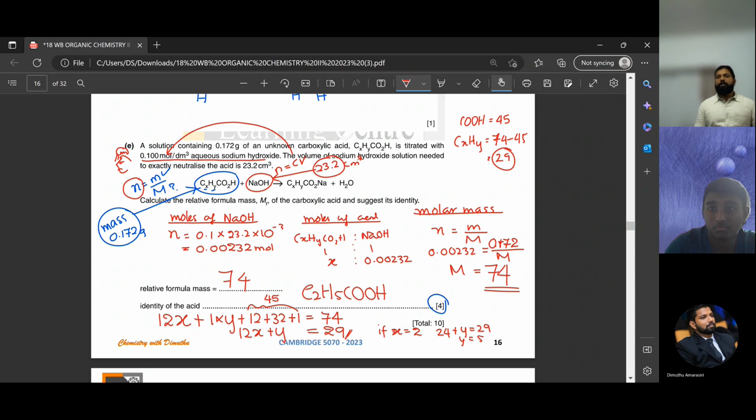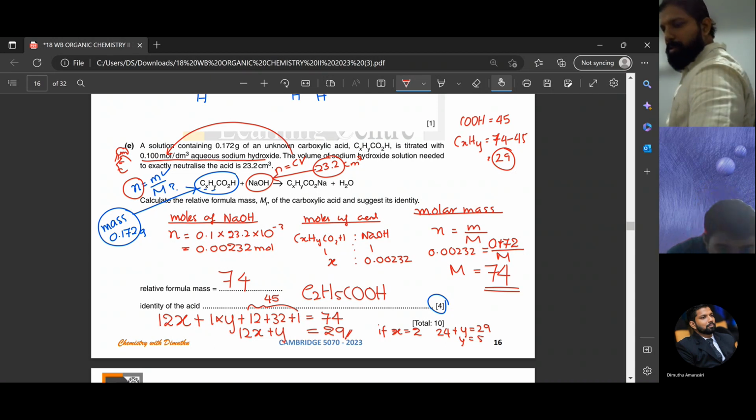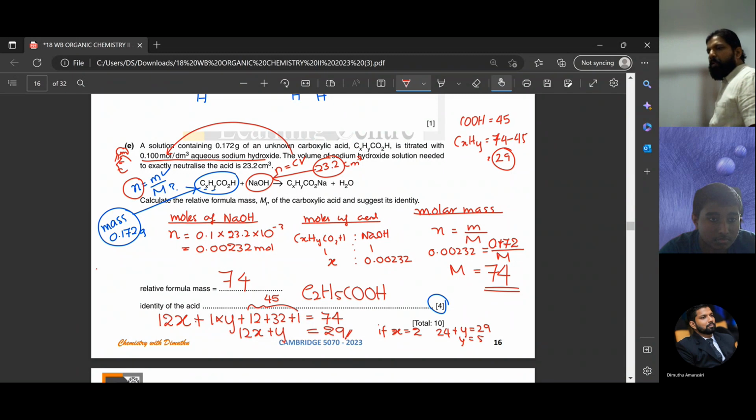Rashid, question? When you say the identity of the acid, should you give the name of the acid or the formula? Either way is okay. The name itself is the identity of an organic compound, right? The name carries more characteristics of identity.